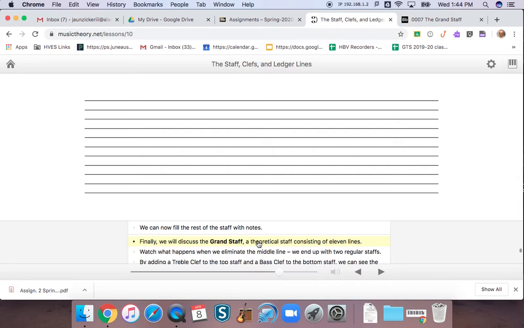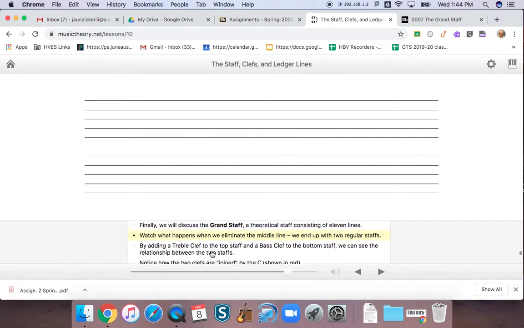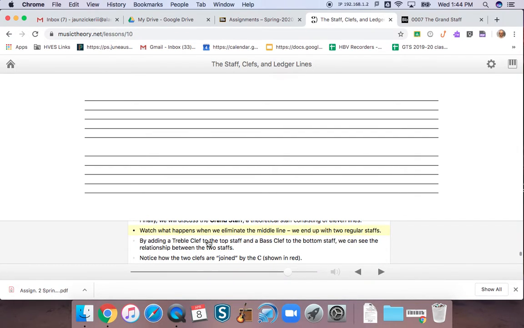The grand staff is a theoretical staff consisting of 11 lines. Watch what happens when we eliminate the middle line. We end up with 2 regular staffs. So we took the middle line out just visually because all those lines are really hard to read. So now you take the middle line out, and if you need that note, you add a ledger line. So now we have treble clef and bass clef.